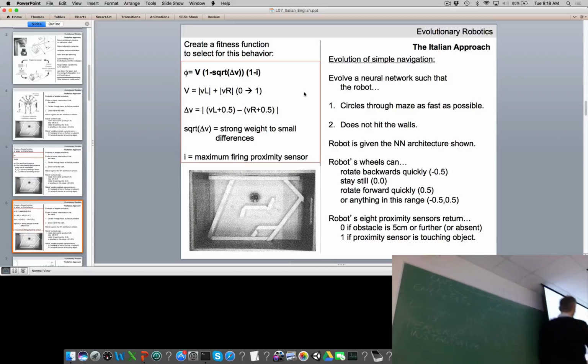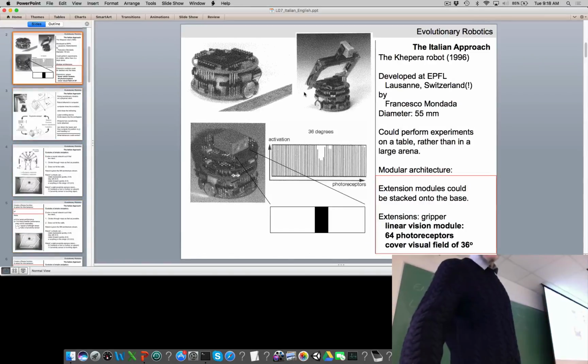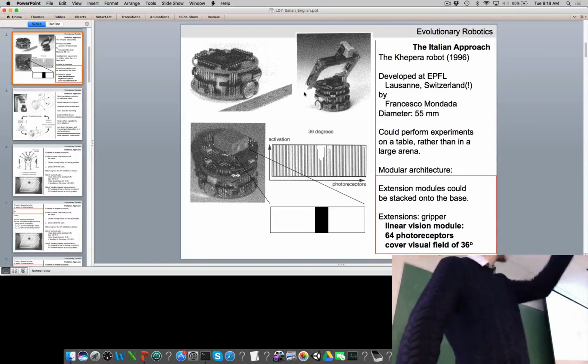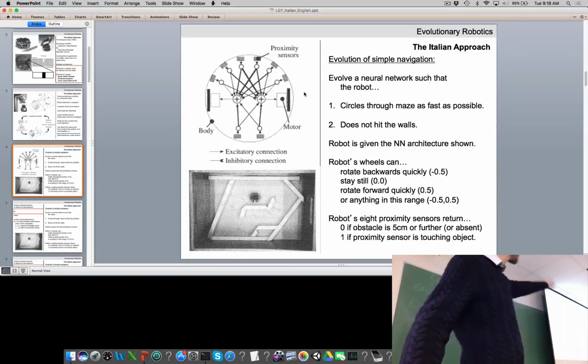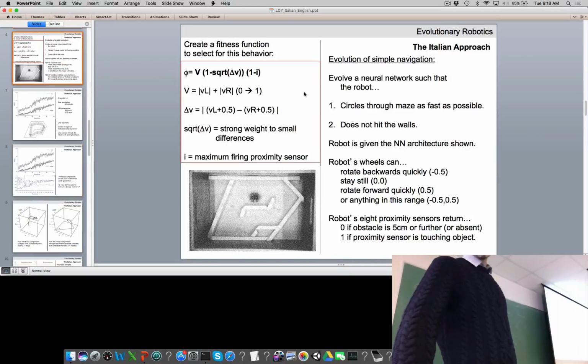Okay. What about I, right? The maximum firing proximity sensor. Why the maximum? Remember we have these proximity sensors, which you can think of like these vertical bars here. The robot has 8 proximity sensors, and they're all reporting how far they are from an obstacle, if at all. Why take the maximum? That's where the wall is closest, right?